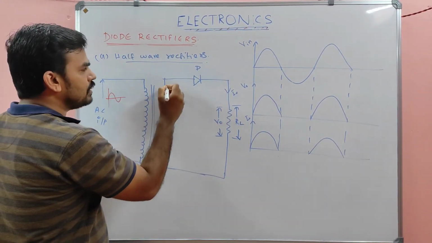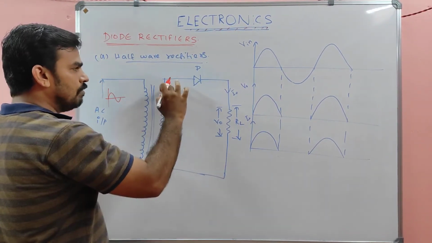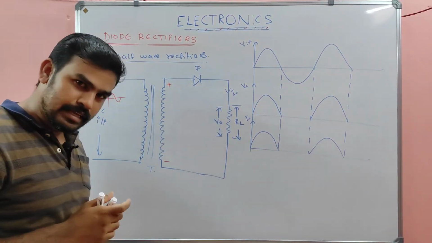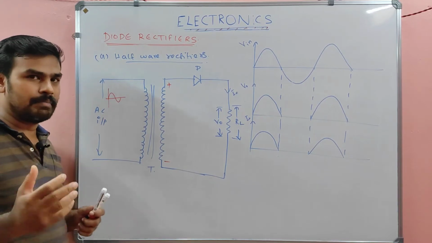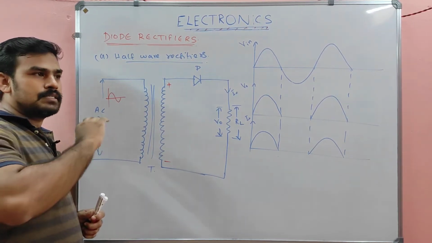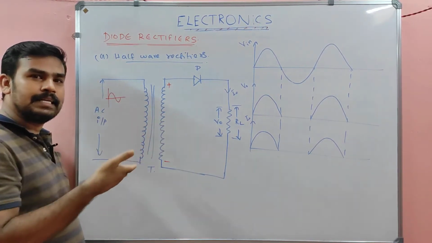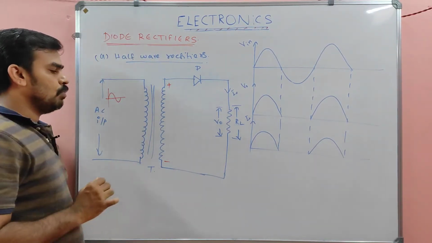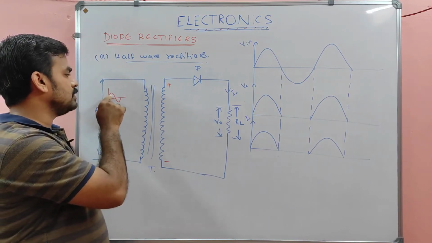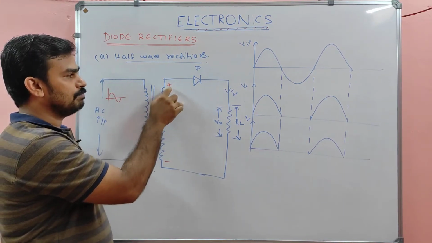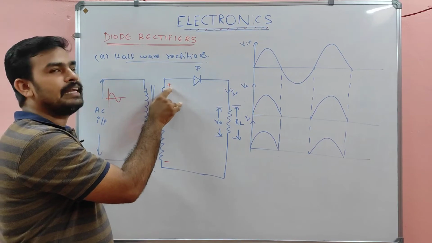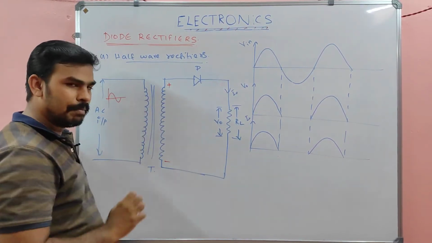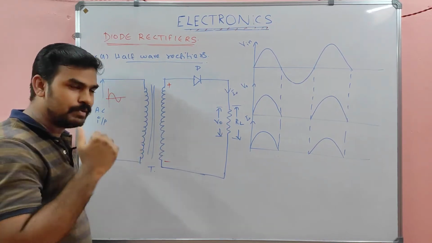So for the positive half cycle, my dear, this side of the winding will be plus and this side will be minus. What is meant by plus and minus? Plus means current in one direction, minus means current in the opposite direction. That is the meaning of plus and minus. Don't worry. So this is the polarity of the positive half cycle. This side will be plus and this side will be minus. Normally we take that convention.